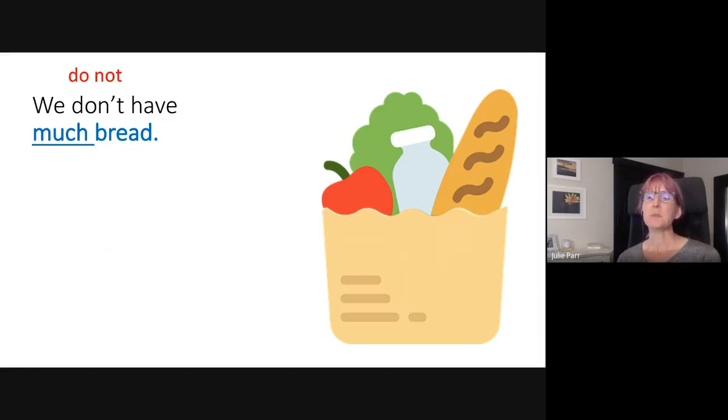See that I am saying don't. Don't is a short way to say do not. Okay? I can say it short. We don't have much bread. It's a little shorter. Bread is uncountable. There is a little bread. I want to use the word much. We don't have much bread.